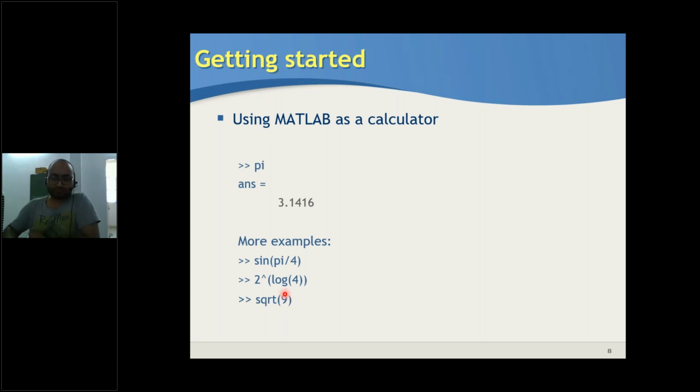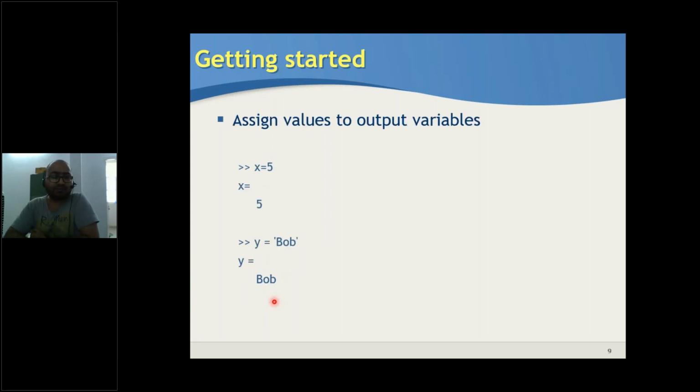Now in the previous slide, you can see we have not assigned any variable for these values, but we can also assign variables. So assign values to output variables. If we write x equals 5, then the integer value 5 will be assigned to x. Here one can notice that we do not have to initialize the variable or define its data type. This is a very great feature in MATLAB.